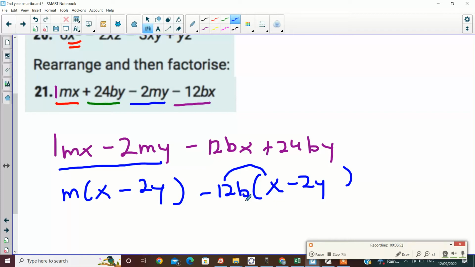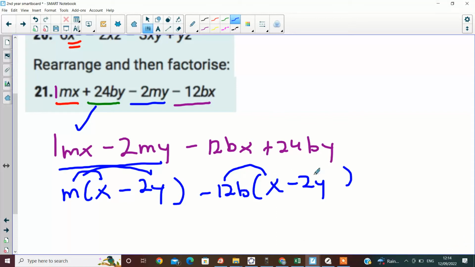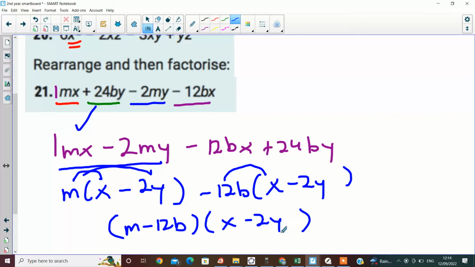Check your results. Sean, are you happy with that? m by x is mx. m by 2y, minus 2my. Minus 12b by x. And then minus 12 by 2y, 24by. Yeah, I'm happy with that. Now finish it off for me, Sean. m minus 12b, yeah. x minus 2y. And that's perfect.